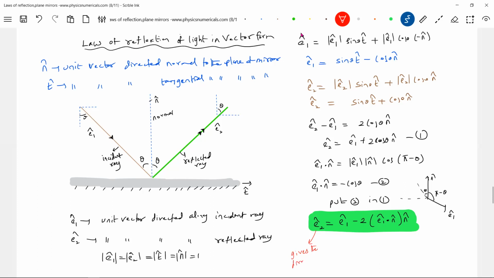Gives the direction of incident ray. Gives or indicates anything.